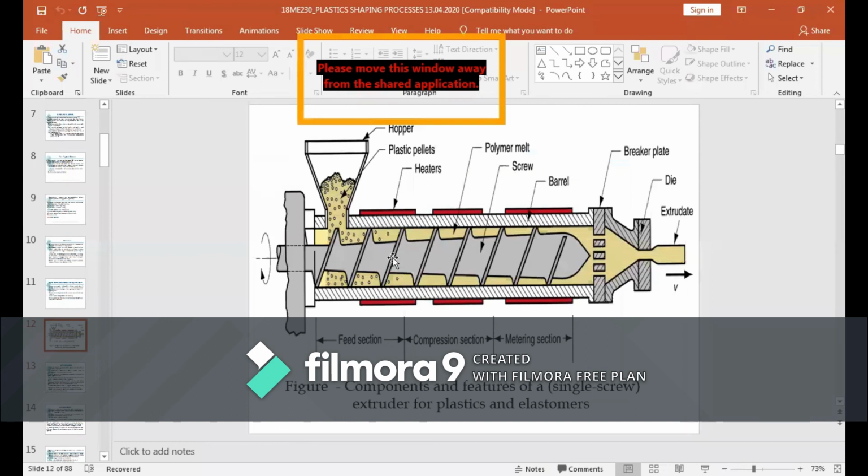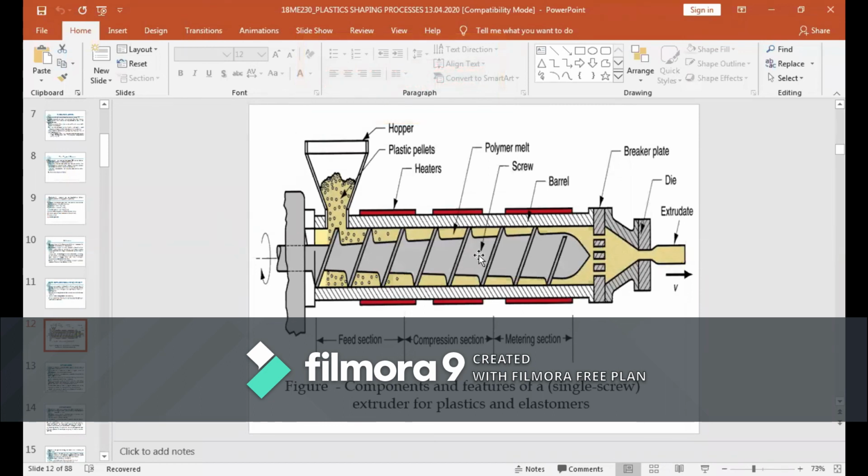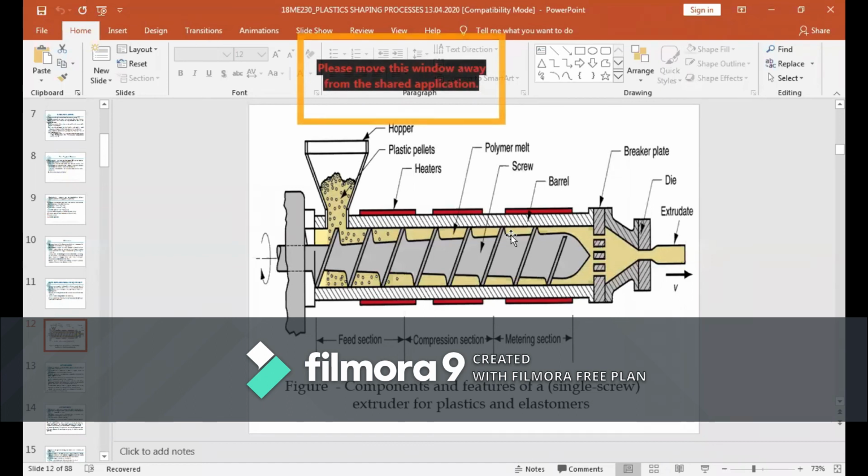Then the screw will provide a compressive action. That is, it will provide a mechanical action as well as a heating action, and it will melt your pellet by means of this screwing action. This screw will rotate in the range of 60 revolutions per minute.